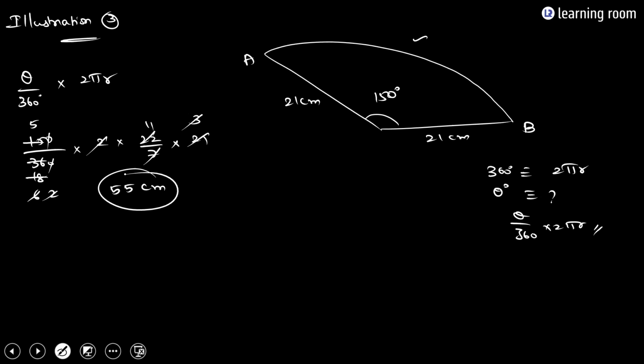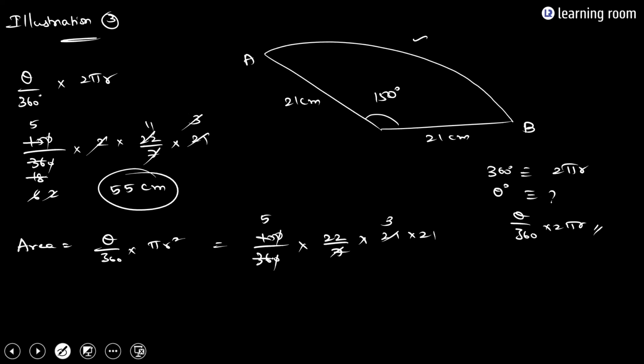Then what is going to be the area of the sector? Area will be theta by 360 into pi r square. So theta is how much? 150 by 360 into pi, which is 22 by 7, into r square, that is 21 into 21. We get cancelled thrice. This is going to go 5 times. This is going to go 12 times. 11, 6, 2. So it is 55 into 21, the whole divided by 2. Multiply and calculate the answer, and it should come out as 577.5 centimeters square.